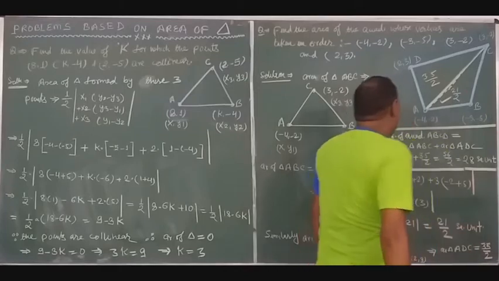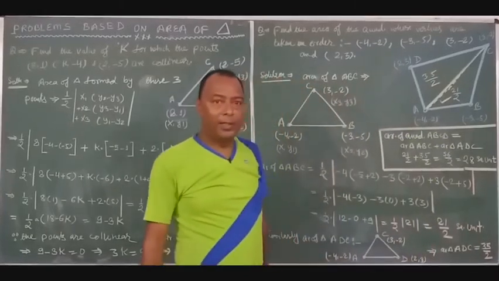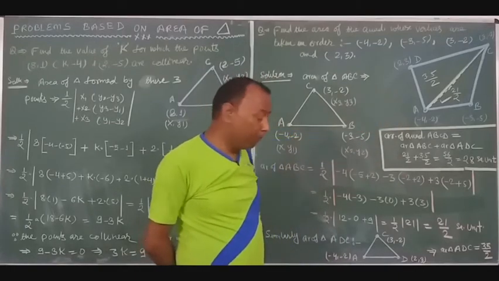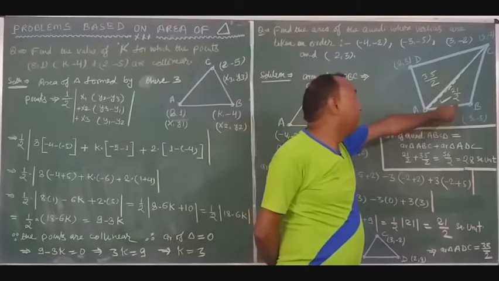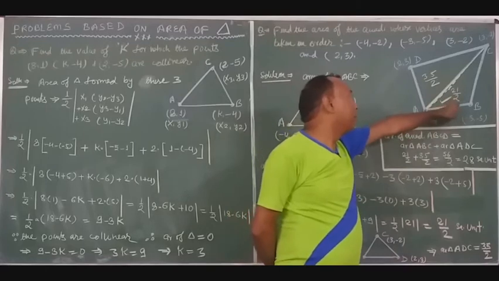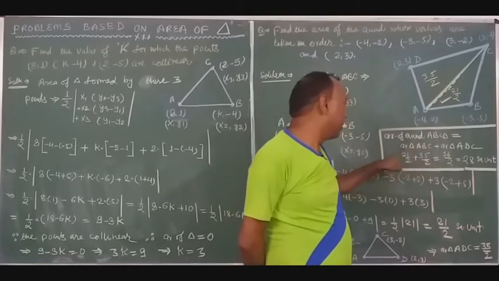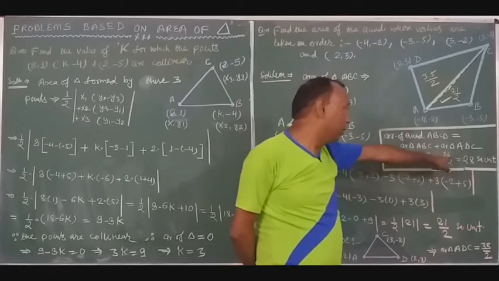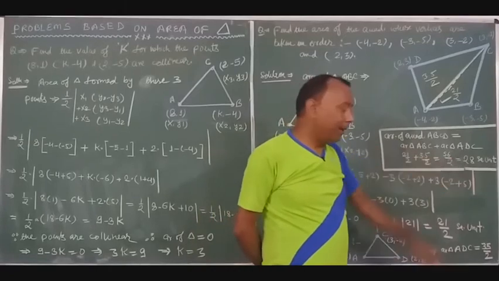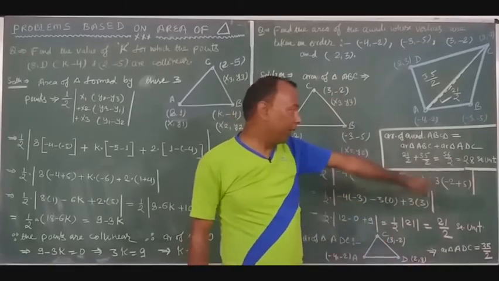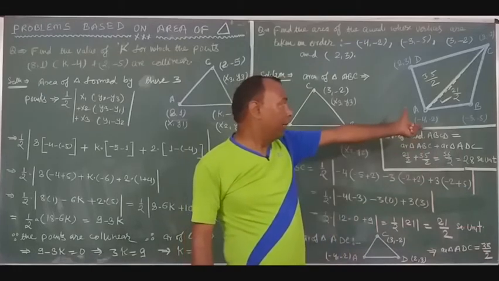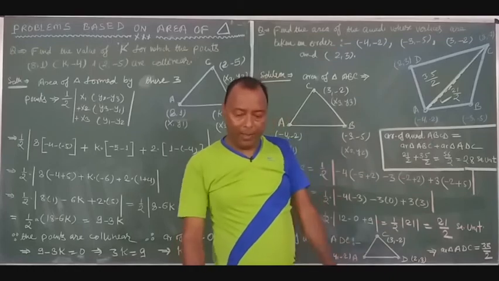Now just look here. What will be the area of quadrilateral ABCD? The area of this quadrilateral will be equal to the sum of the areas of these two triangles, triangle ABC plus triangle ADC. So that is 21 upon 2 plus 35 upon 2, which is equal to 56 upon 2, and when you divide, you will get 28 square units. So in this way, you can get the area of quadrilateral ABCD.